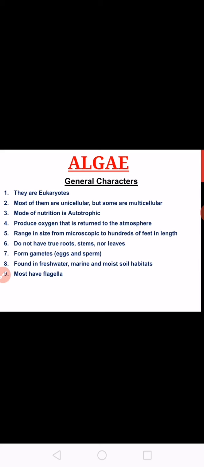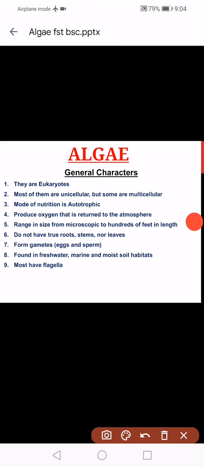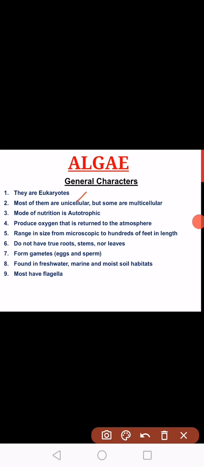Based on the number of cells, organisms are classified into two types, unicellular and multicellular. Unicellular means the body of the organism is made up of a single cell, whereas multicellular means the body is composed of many cells. In algae, most of the members are unicellular in nature, but some of them are multicellular also. So this is about the second character.